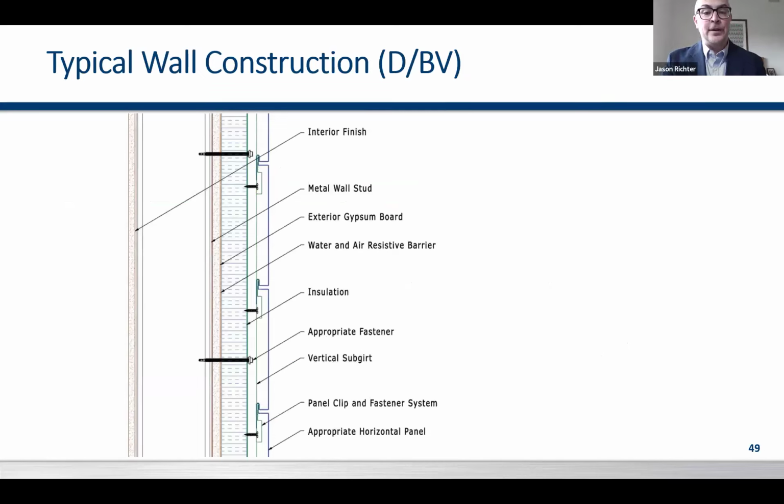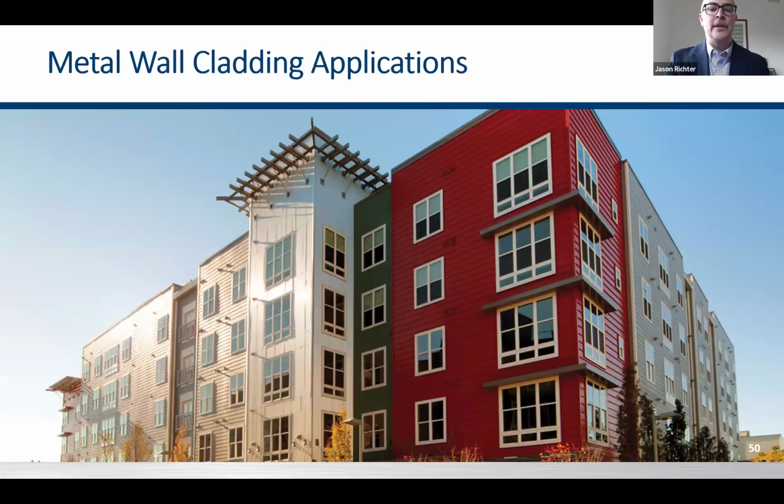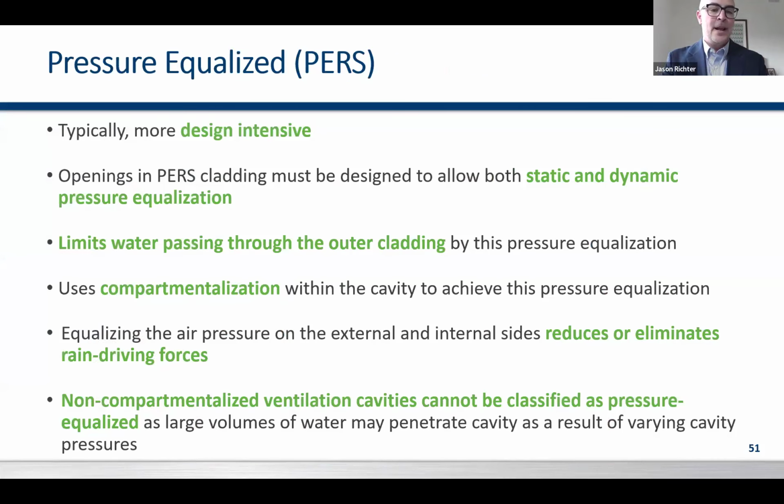And again, just as a refresher, here is your typical rain screen with your interior finish, your stud wall, your sheathing, vapor barrier, continuous insulation, subframing, and then your rain screen assembly. So for metal cladding applications, it can run the gamut, anything from residential through high-end commercial and institutional. It's everywhere in the construction industry.